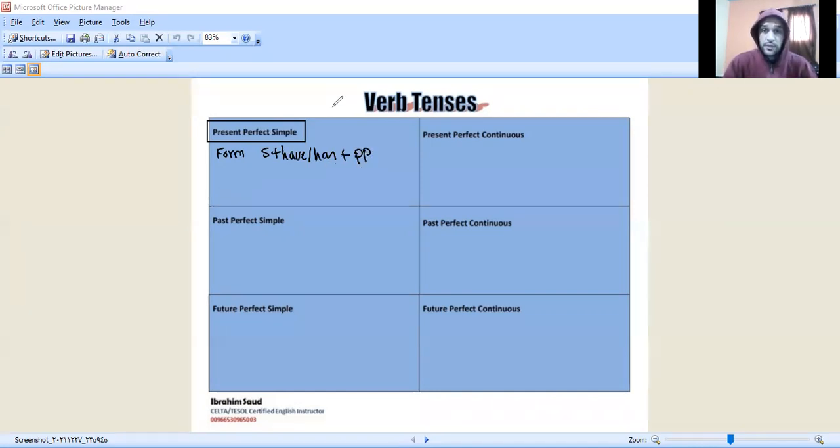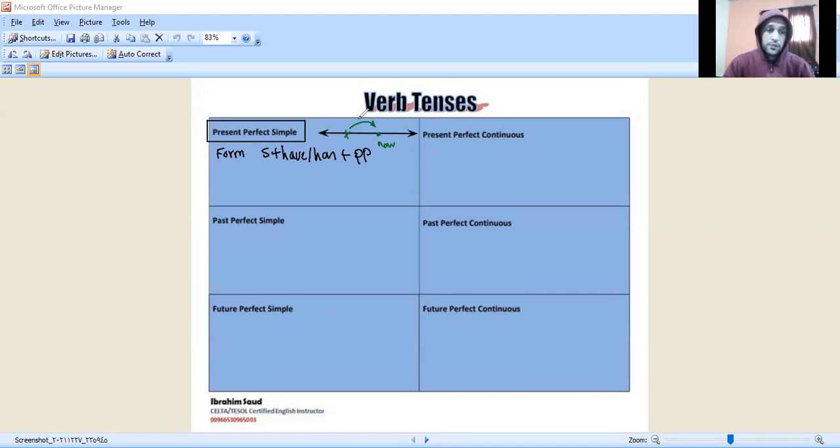Okay, look at this timeline to understand the usage of this tense. This is now, and we have an action in the past. This action happened in the past, and we can see the result now. Okay, so the action happened in the past, but we can see the result now. Okay, this is the usage of the present perfect simple.